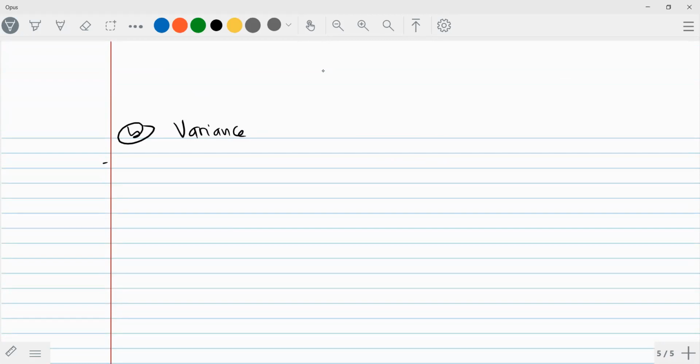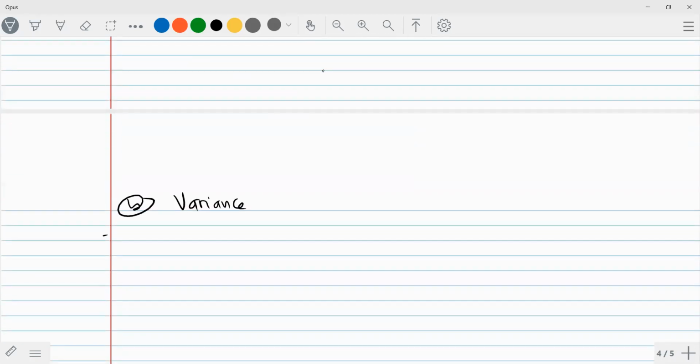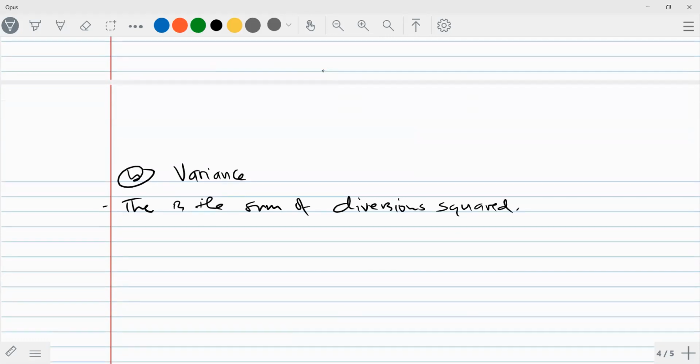Variance is the deviation you've just obtained here, the sum of deviation squared. The sum of deviation squared is what we refer to as the variance. So simply, we define the variance: variance is the sum of deviations squared.